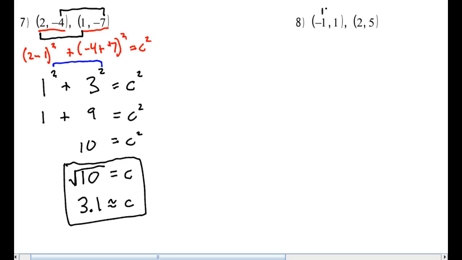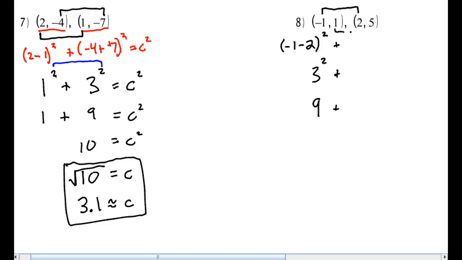Okay, how far is it from negative 1 to 2? 3. Negative? No? 3 or negative 3? This is distance, right? Can distance be negative? No. So how far is it from negative 1 to 2? 3. How will we get that if we calculated it? Negative 1 minus 2 squared, which does come out to negative 3 squared, but remember, negative 3 squared and 3 squared are both equal to 9. So the negative doesn't really matter.